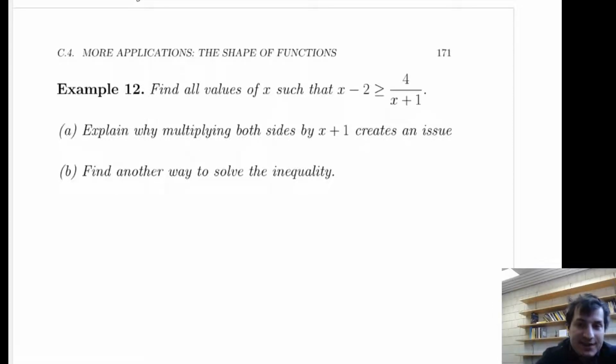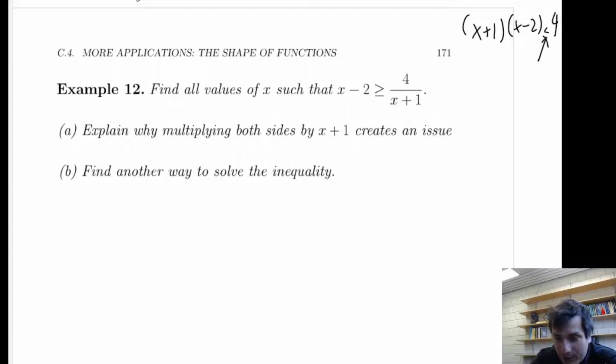Okay, so we're on example 12, which is this inequality: x minus 2 greater than 4 over x plus 1. And you might be tempted to multiply both sides by x plus 1. Then you would get x minus 2 times x plus 1 versus 4. But the problem is x plus 1 could be positive or negative. So if it's negative, you have to flip the sign, and it would go the other way. If it's positive, you don't flip the sign. So it's annoying. And that's the answer in part A.